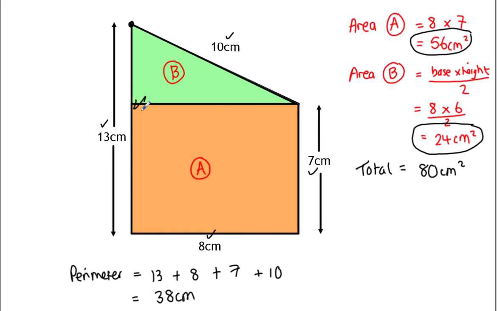You don't need to include this one because it's not on the outside of the shape. We just go around the 4 outside edges when we're doing perimeter.